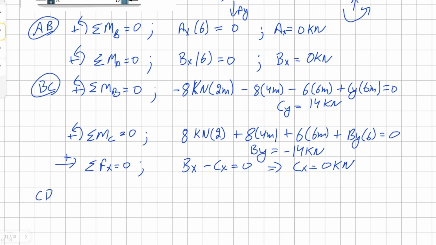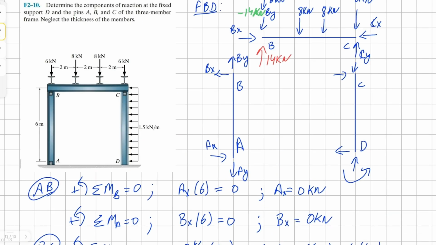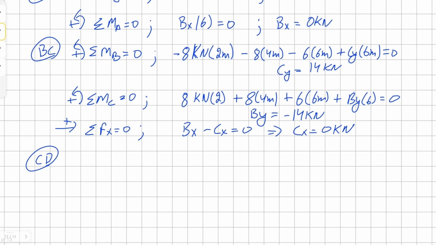And now let's go to member CD. For CD, we haven't found the point load, so let's do that real quick. We know it's 1.5 kilonewton per meter, and we know this member is 6 meters long, therefore it'll be 9 kilonewton, and it'll be halfway through, 3 meters on each side of the point load.